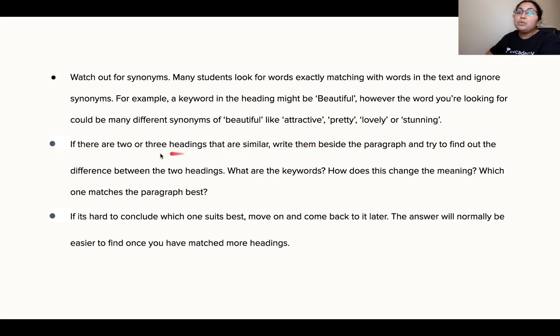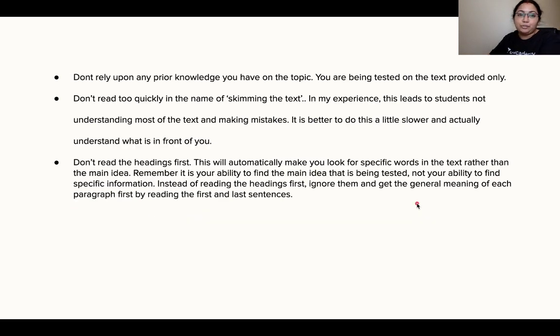Okay. If you find two or three headings that are similar, write them beside the paragraph. Choose one of the keywords and try to relate it. Again, use the process of negating and elimination, and you will arrive at the right answer. If it's hard to conclude which one suits the best, just move on and come back to it later. Usually, you'll find it better when you've matched many more headings, and that makes it easier for you.